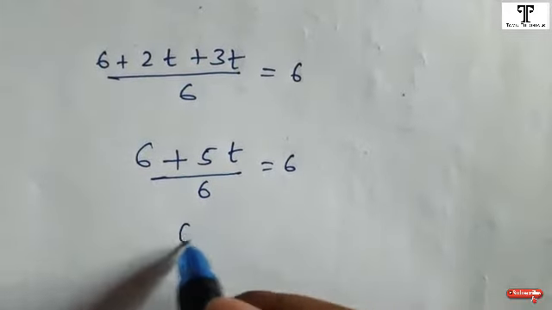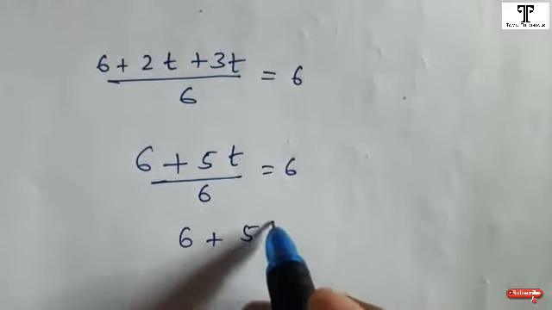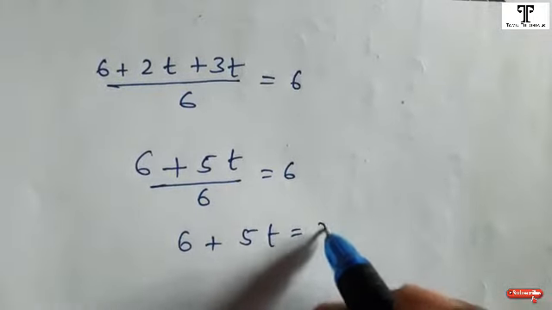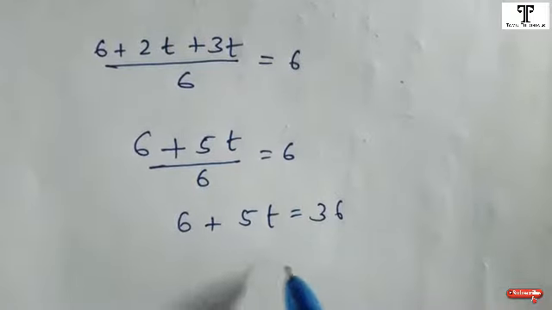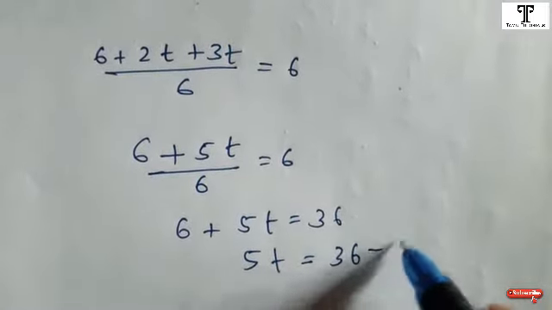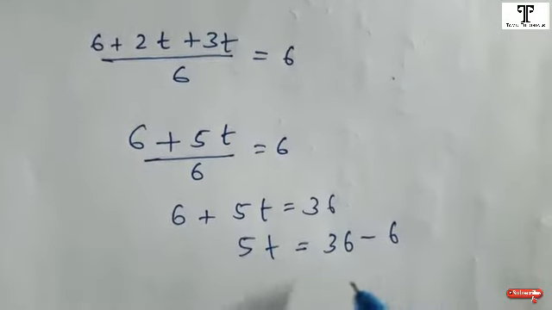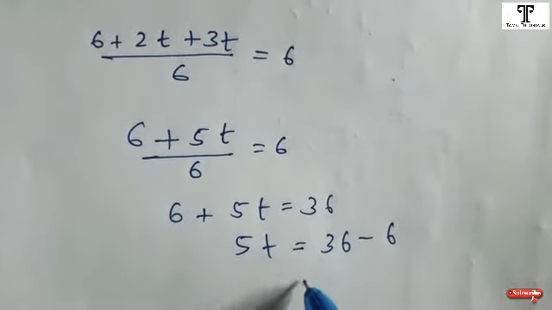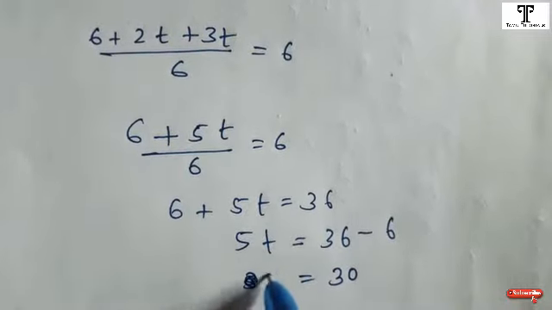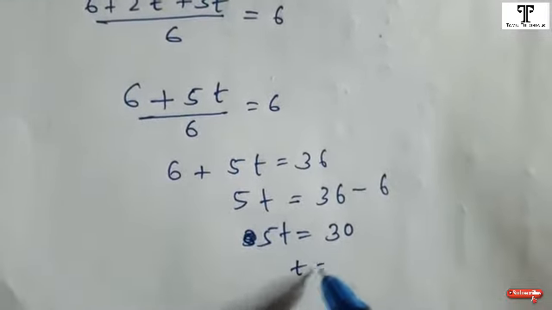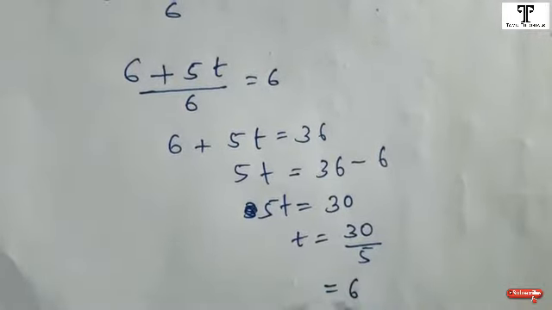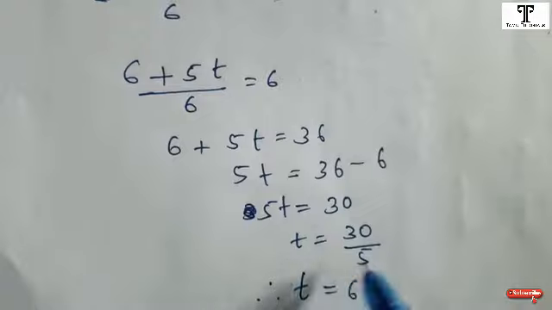Now 6 plus 5t is equal to 6 into 6, cross multiplication, 6 into 6 is 36. So 5t is equal to 36 minus 6, so this 6 we have to subtract on that side. 36 minus 6 is 30. On this side we have 5t, so t equals 30 by 5, 5 6s are 30, so the value of t is 6.